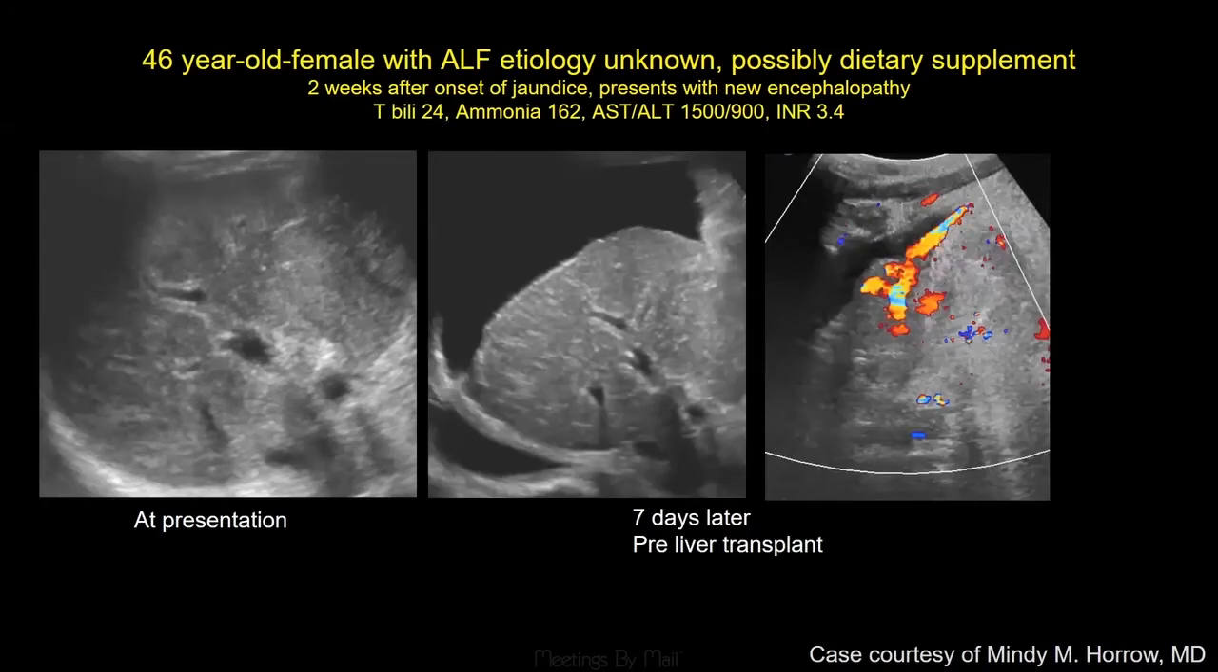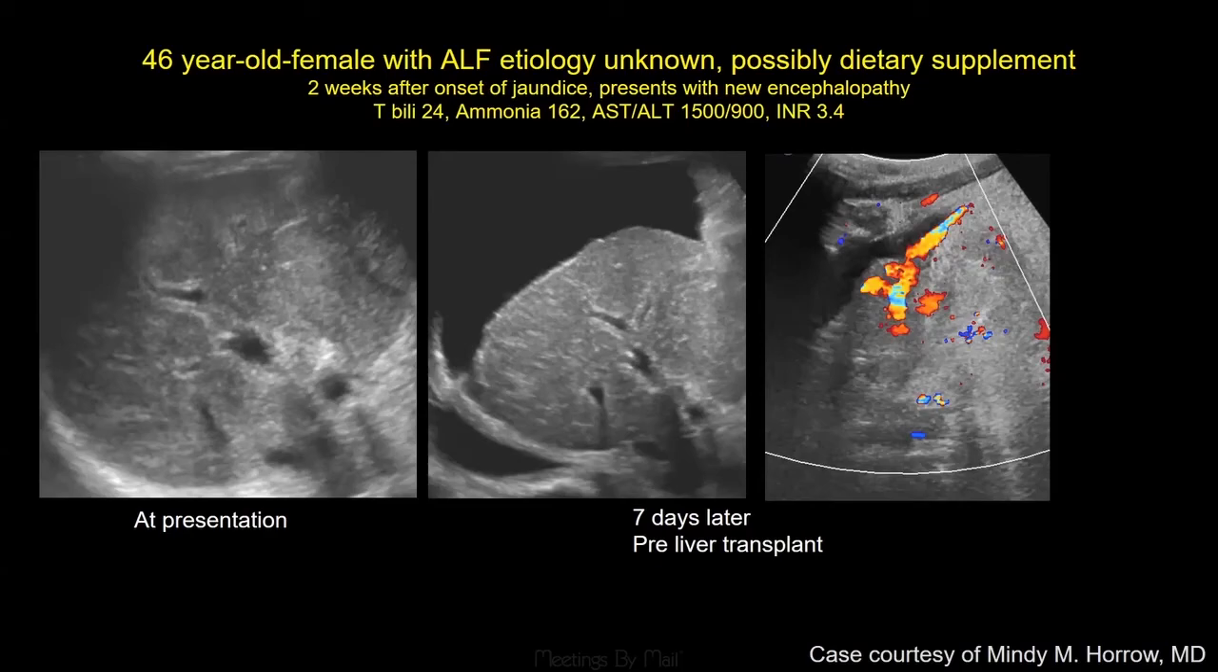And then 7 days later, look at this marked change in the liver. You can see how shrunken it is. It has a little bit of an irregular contour. We have ascites and pleural effusion. The color Doppler image is showing a patent paraumbilical vein. So definitely stigmata of portal hypertension.